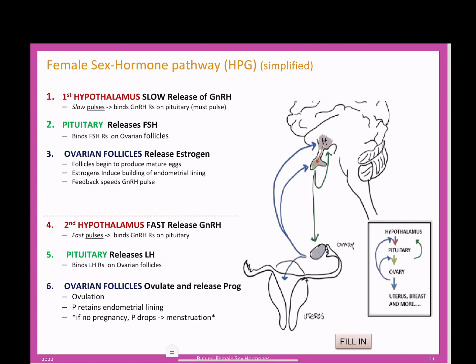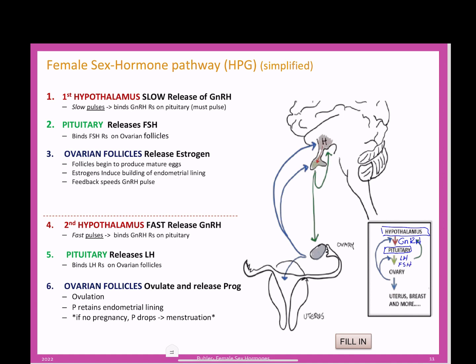Down here in the right-hand corner, you can see that they all start in the hypothalamus. The hypothalamus releases a hormone. In this case, it's GnRH, gonadotropin-releasing hormone. That's then going to act at receptors on the pituitary, which is going to release its own hormones. In this case, we have luteinizing hormone and follicle-stimulating hormone.